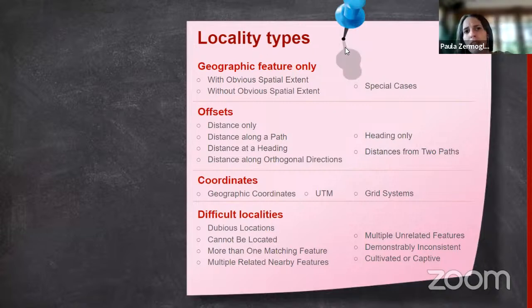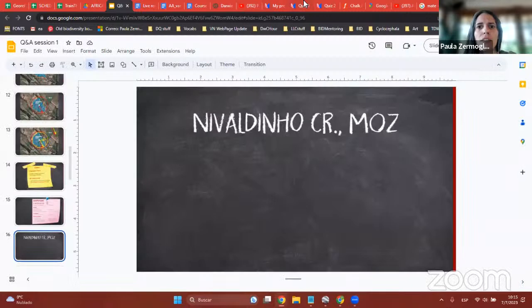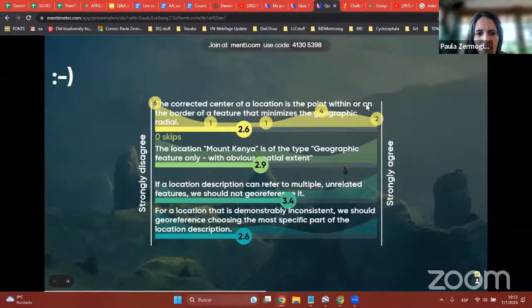Just as a reminder, within locality types, we had geographic features only, offsets that included distances along paths, headings in different directions. We had locality types that are coordinates, either geographic, UTM, or grid systems. And we had a series of difficult localities that we're going to talk about in a minute because it's part of the exercise as well. So let me go back to the quiz and we'll come back here.